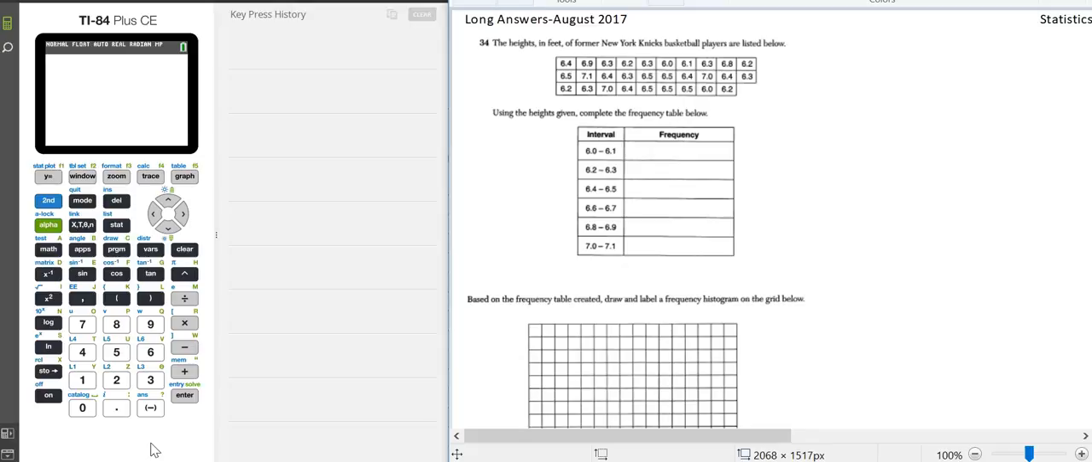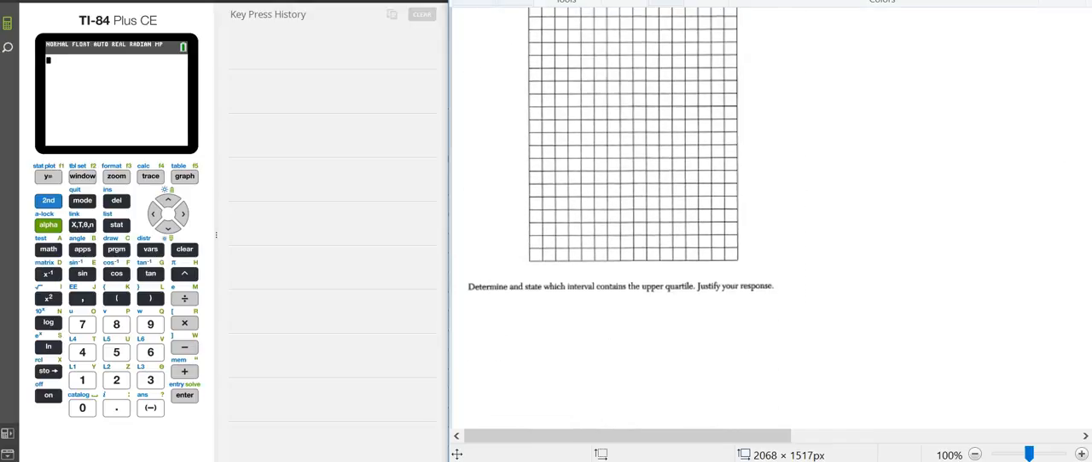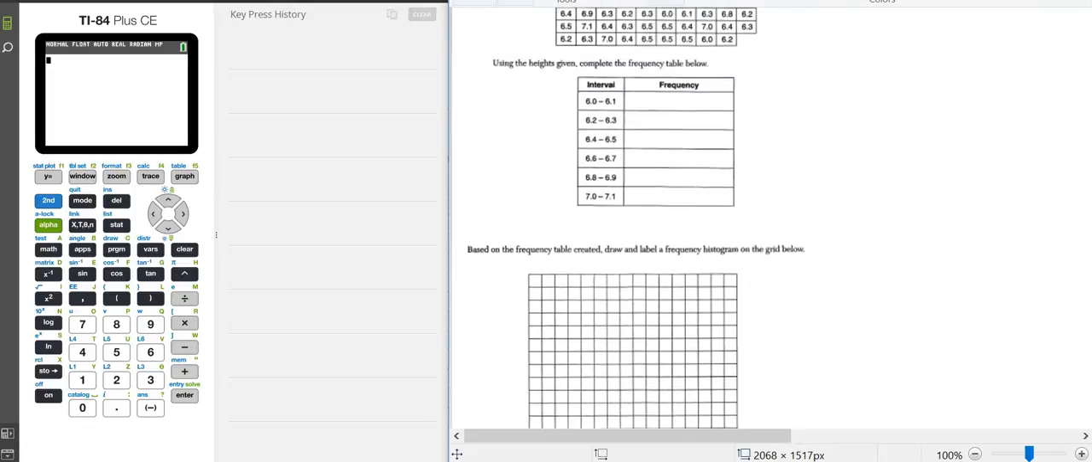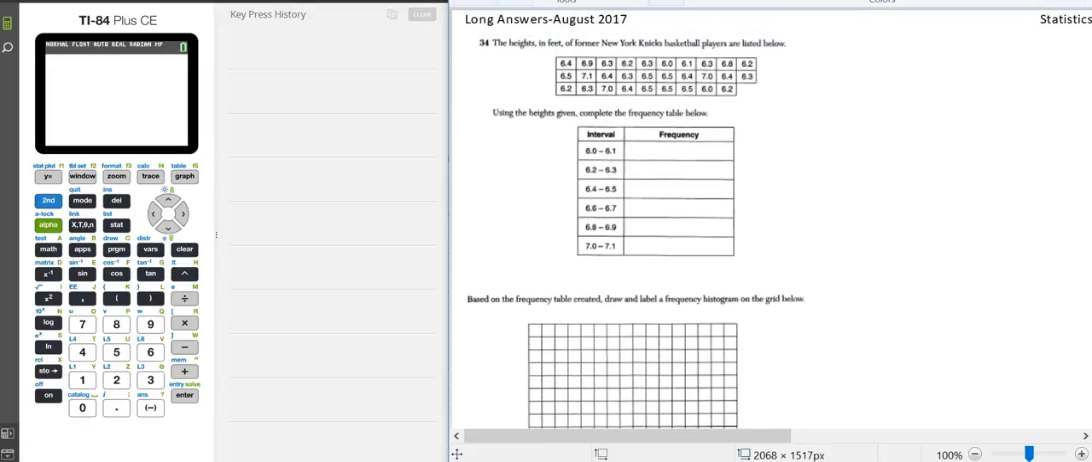Then the next part of the question says, based on the frequency table, draw and label a frequency histogram on the grid below, and the next part of the question, determine and state which interval contains the upper quartile and justify your response. Let's start with the first part of the question.